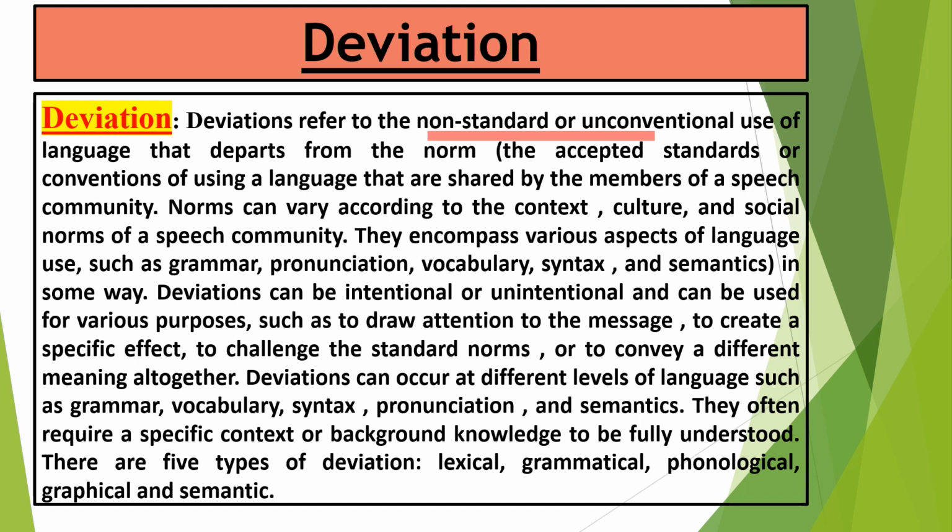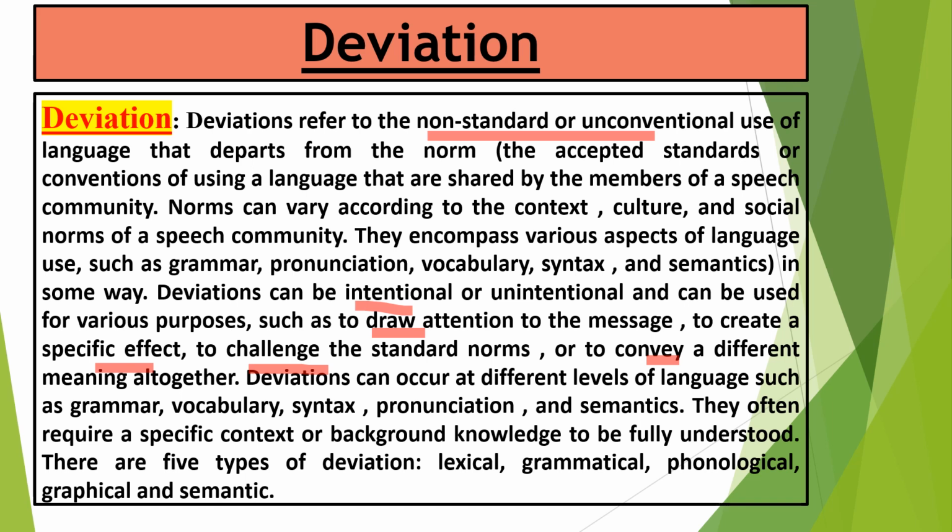Now, in some ways deviations can be intentional or unintentional, and when we do a deviation we want to convey something more to the hearer, listener or reader. It can be used for various purposes, such as to draw attention to the message, to create a specific effect, to challenge the standard norms, or to convey a different meaning altogether. Deviations can occur at different levels of language, as we have grammar, vocabulary, syntax, pronunciation, and semantics.